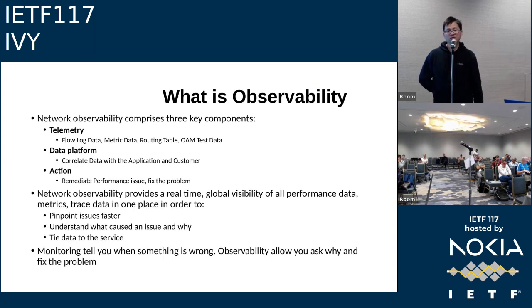So what is network observability? I think it comprises 3 key elements: telemetry, data platform, and action. Telemetry helps you collect not just log, metric, and trace data, and combined with the data platform and action, you can really correlate the data with specific services and customers, and also figure out whether the network performance can be improved and how the problem can be solved. So network observability really provides you a real-time global visibility for all performance data, metric data, and trace data.